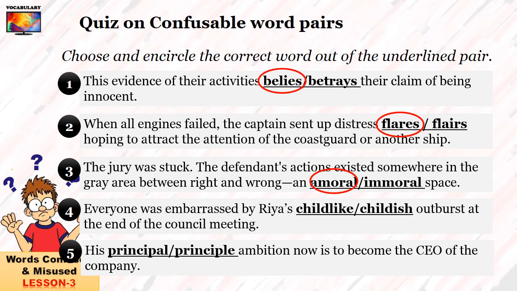Fourth, everyone was embarrassed by Ria's childish outburst at the end of the council meeting. Fifth, his principal ambition now is to become the CEO of the company. For any doubts or queries, please feel free to discuss in the comments section of this video page.